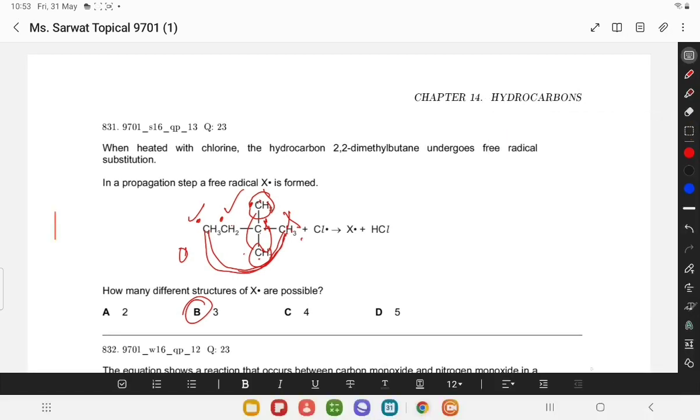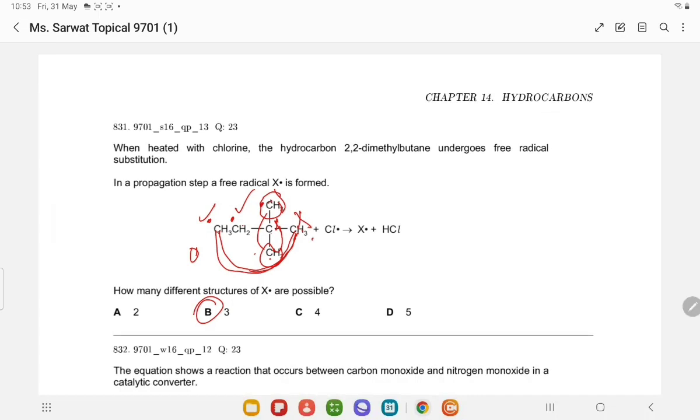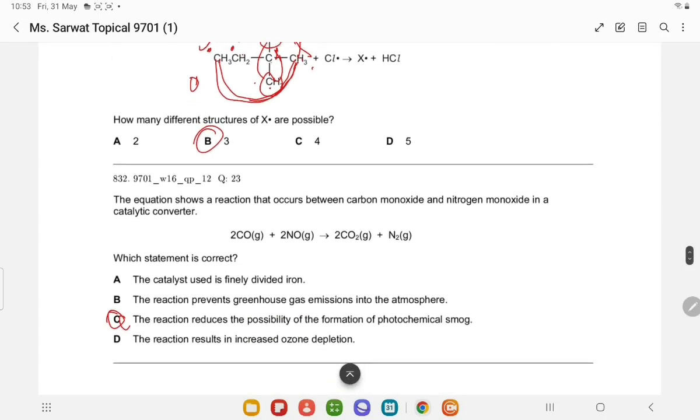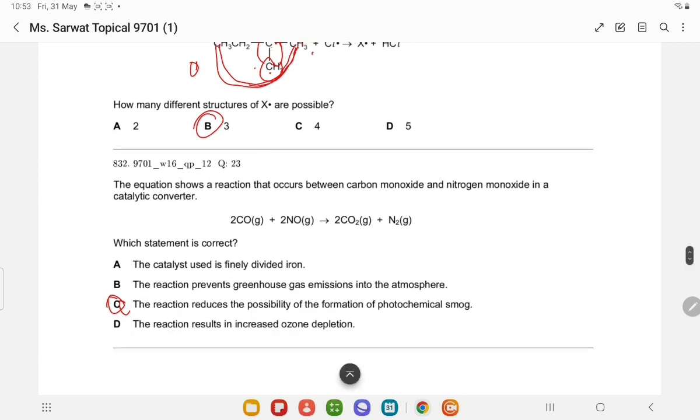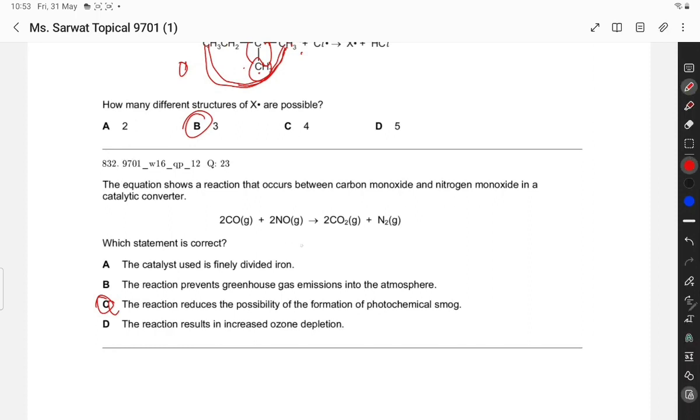Next question is, the equation shows a reaction that occurs between carbon monoxide and nitrogen monoxide in a catalytic converter. Which statement is correct? The catalyst used is finely divided iron. No, not finely divided iron. Platinum and palladium are used, or platinum and rhodium. So these catalysts are used in the catalytic converter.